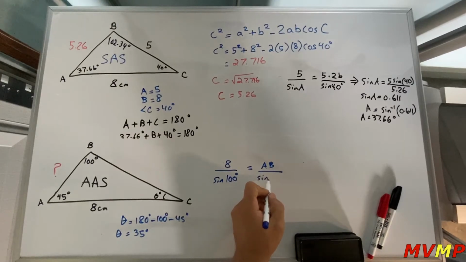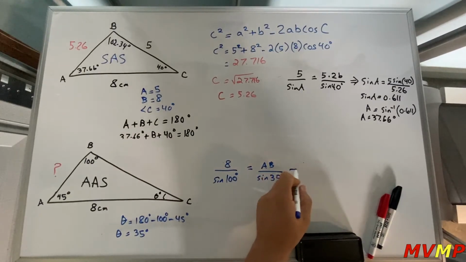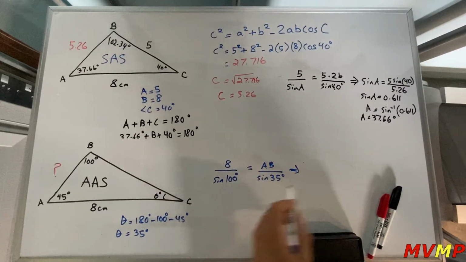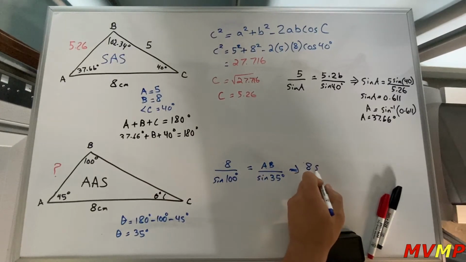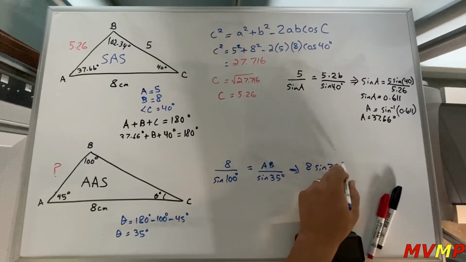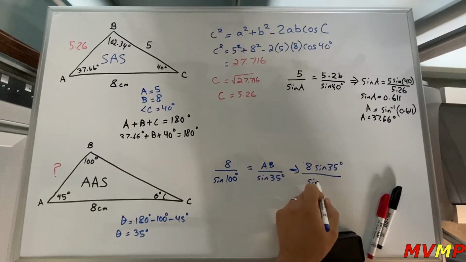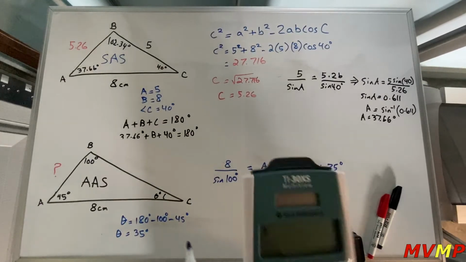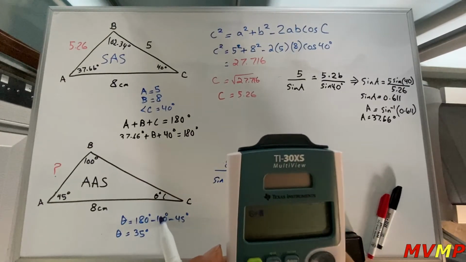So here will be sine 35. Now to find AB, it is just this multiplied by this divided by this. If you cross multiply and you isolate AB, that's how you do it. So it would just be 8 sine 35 divided by sine of 100. And then we go ahead and we punch that into the calculator.